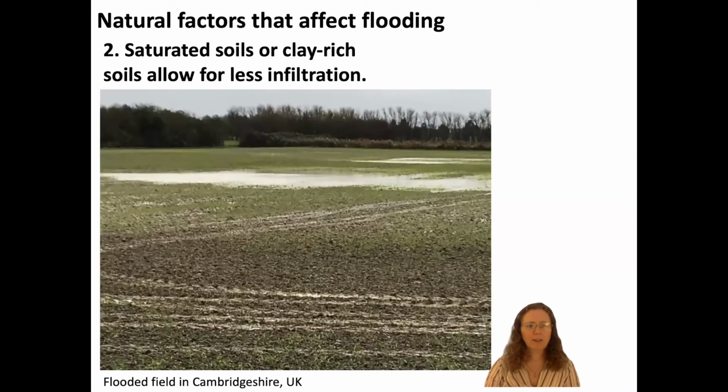A second factor that affects flooding is the type of soils. When all of the pore spaces in a soil are already full of water, rainfall cannot infiltrate, so it will run off over land and contribute to flooding. And some soils have small and poorly connected pores which limit infiltration. These clay-rich soils also result in more flood-prone areas.